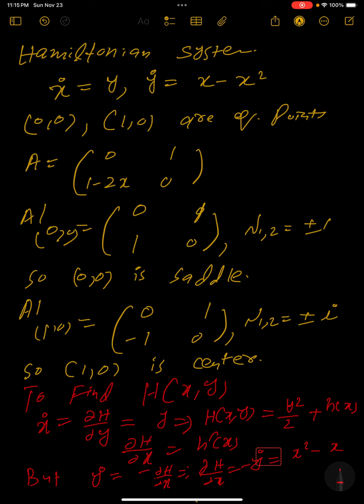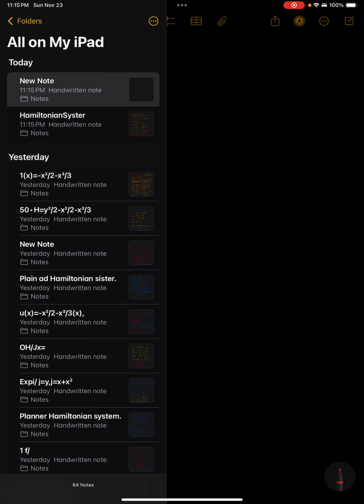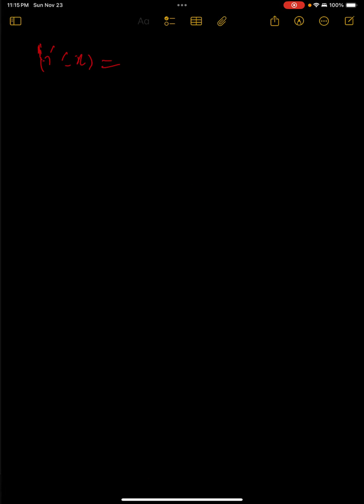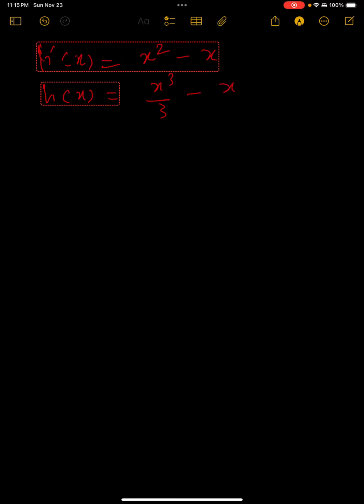So in other words, h prime of x is what we saw, x square minus x. Okay, and then this is definitely x cube divided by 3 minus x square divided by 2 plus c.